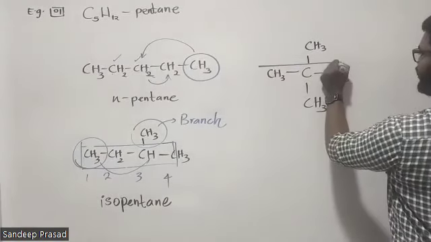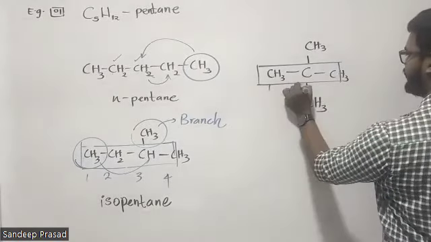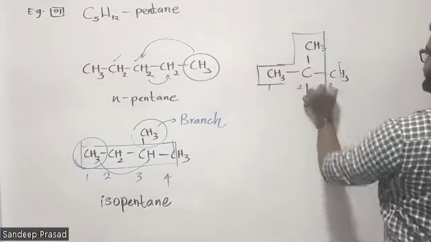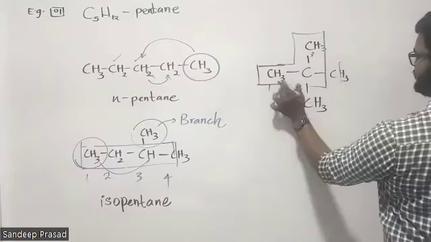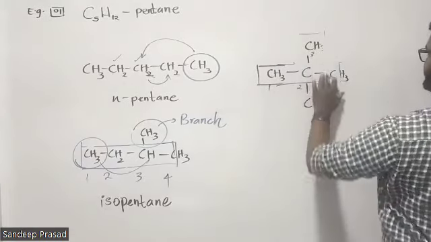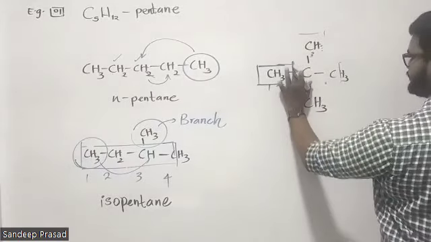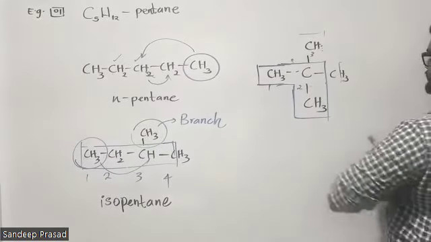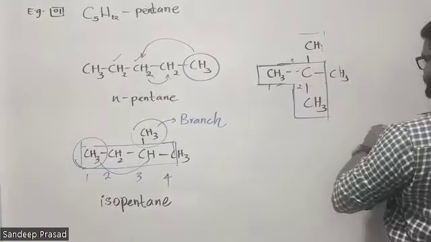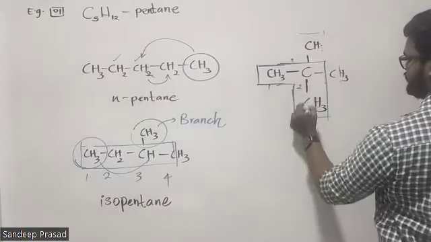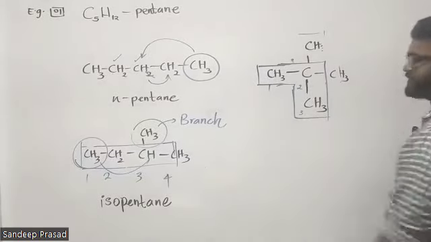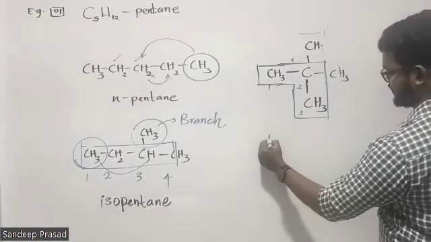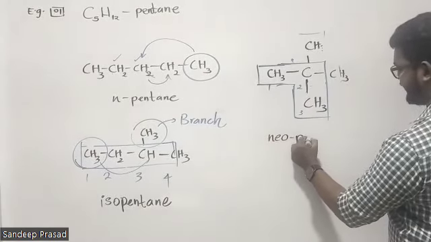Look at the parent chain, how many carbons are there? 1, 2, 3. If you want, you can take upside also. 1, 2, 3. Then this becomes a branch, right? If you want, you can take downside also. 1, 2, 3. Can you understand? Then this kind of structure is known as neopentane.